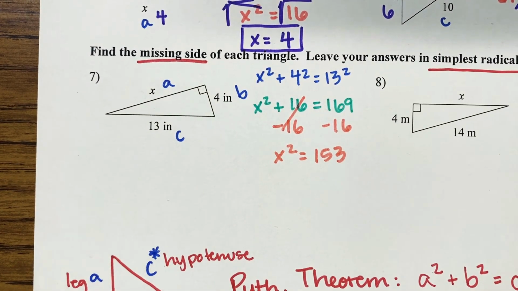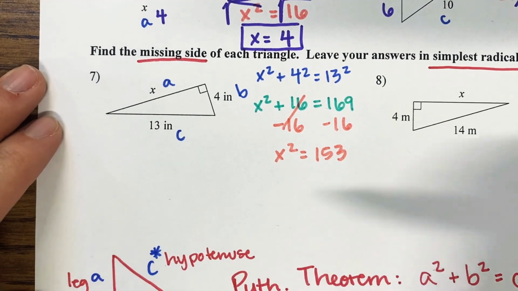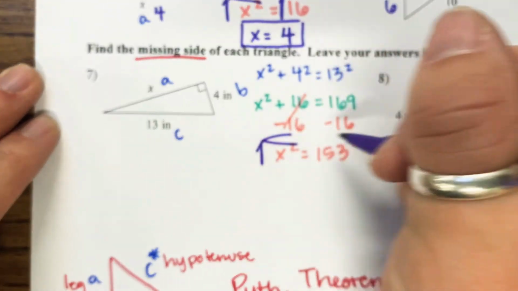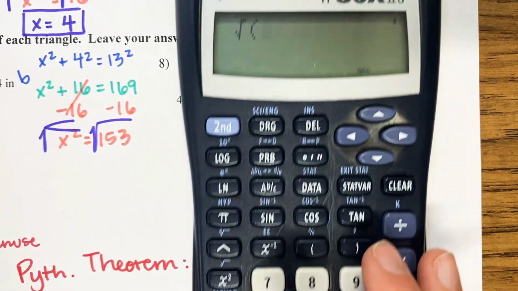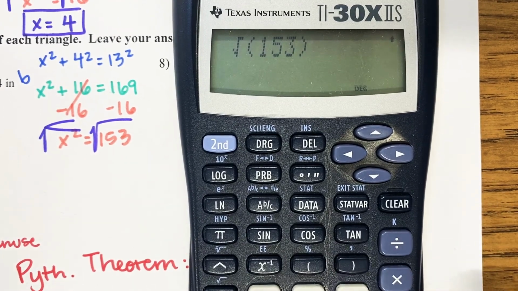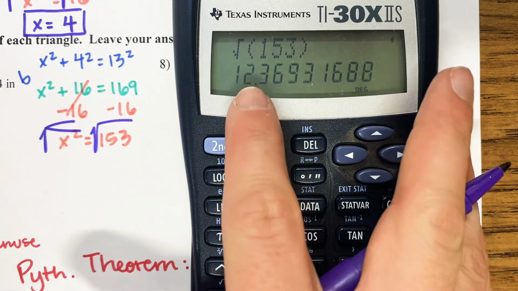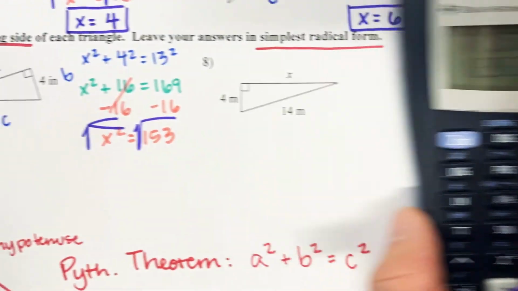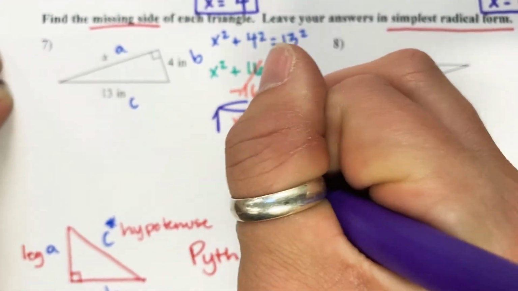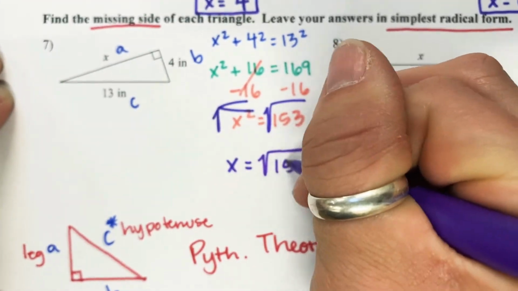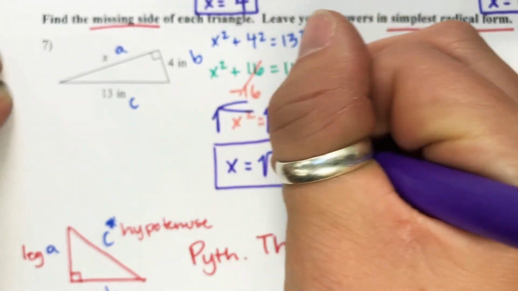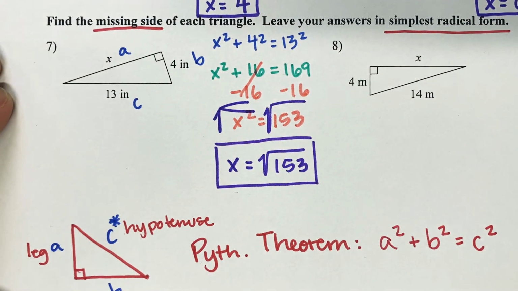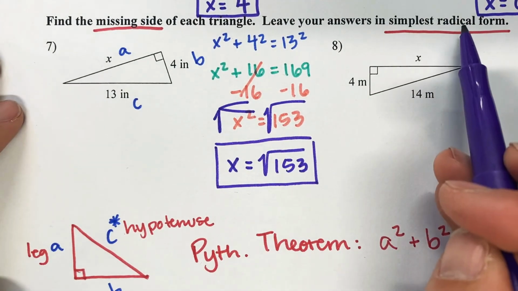Okay, my very last step. What is the opposite of squaring something? Square root it. Okay, but let's try and put the square root of 153. Second square root 153 equals, oh, that's ugly. Because we get this big ugly decimal, we are just going to leave our answer as x equals the square root of 153. Okay, they're both ugly, but this one's maybe just a little less ugly. So we left it in radical form.